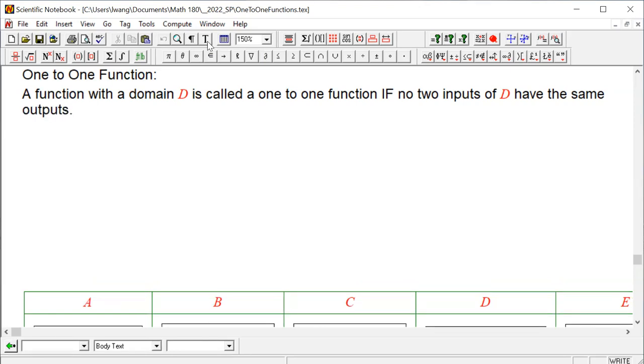There are many different versions of this definition, but they're all about the same thing. It's about input and output. And there's a mathematical version of it. You can see it says "that is," to explain what it really means. No two inputs of D have the same outputs. So you choose two inputs from the domain.